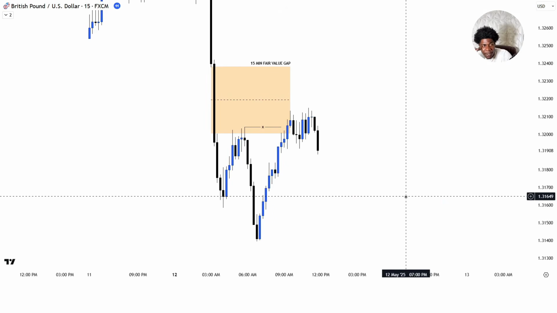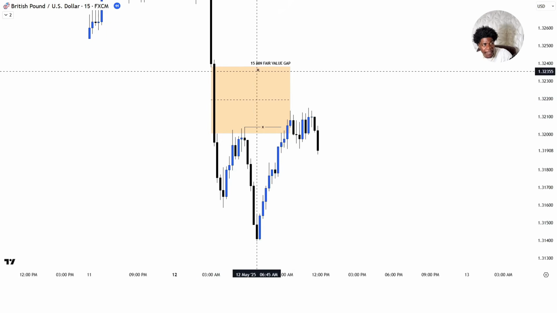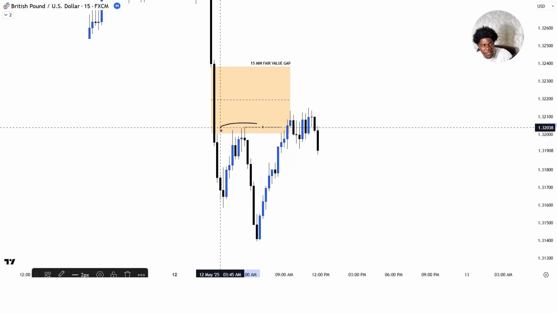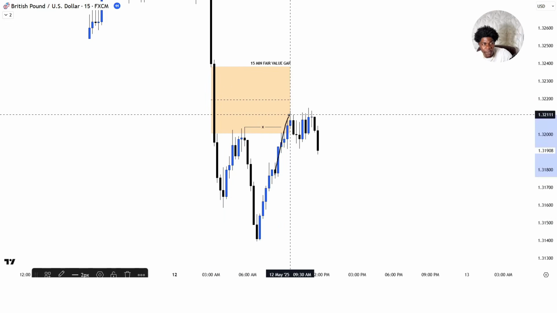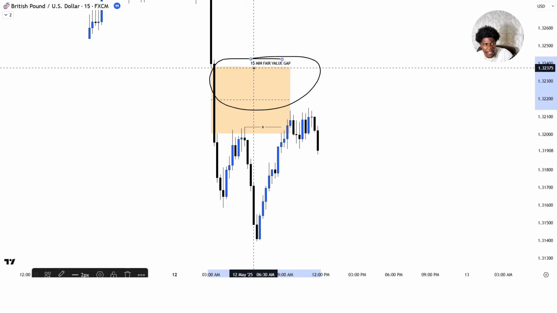Let's get into model number 2, the breaker block model. We see price was in this downtrend, but left this 15-minute fair value gap, and also this prior old high right here. So price rallied higher and cleared this old high and mitigated our 15-minute fair value gap.